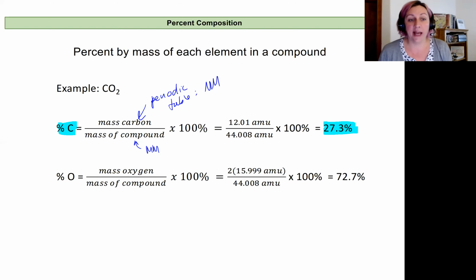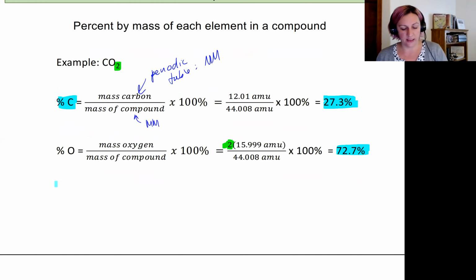For our oxygen, we have a mass of oxygen that is 15.999. And we know that we have 2 oxygens in our compound. So we're going to incorporate that mole ratio between our oxygen and our carbon. So we have 2 right here in front of our 15.999 that is coming from the 2 subscript after the oxygen. We'll multiply these together and divide by 44, which is again that molar mass from the periodic table. And we'll get a value that is 72.7%. And so these are our percent compositions for our individual elements within the molecule carbon dioxide.